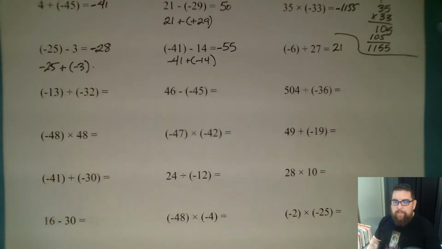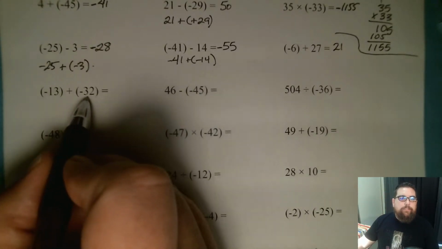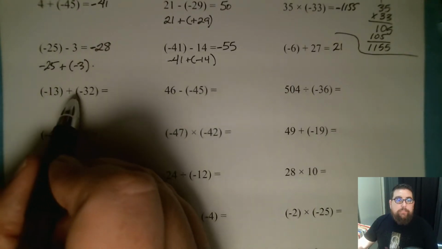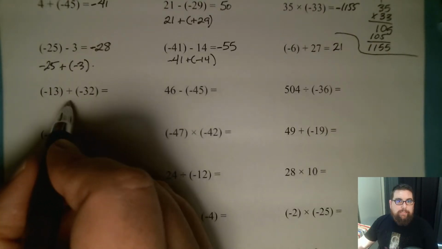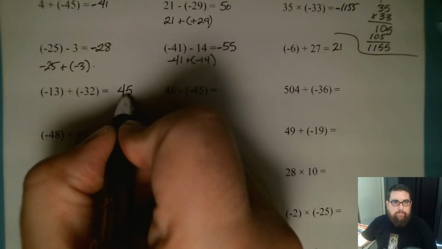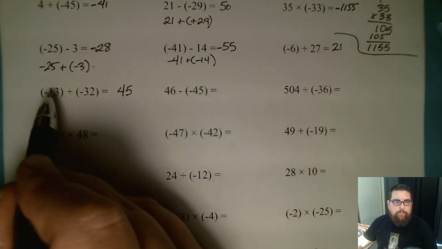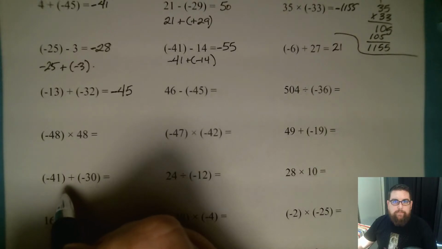All right. I have now negative 13 and negative 32 being added together. Well, this is already in the correct form. I have addition of 2 signed numbers. They're both the same sign, so we're going to just add. This becomes 45. Now both of them are negative, so it just becomes more negative. And there we go, we're done.